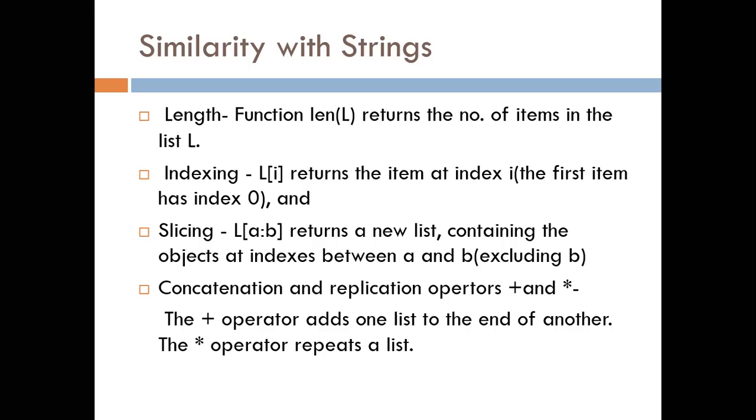Length. The function len, which is an inbuilt function, returns the number of items in the list. Indexing is again the same. L in the box bracket specifies the index, and it returns the item at that index number. Slicing. Just like a string, we can also slice a list. It will return a new list which will contain the objects at the indexes between A and B. Remember, excluding B.